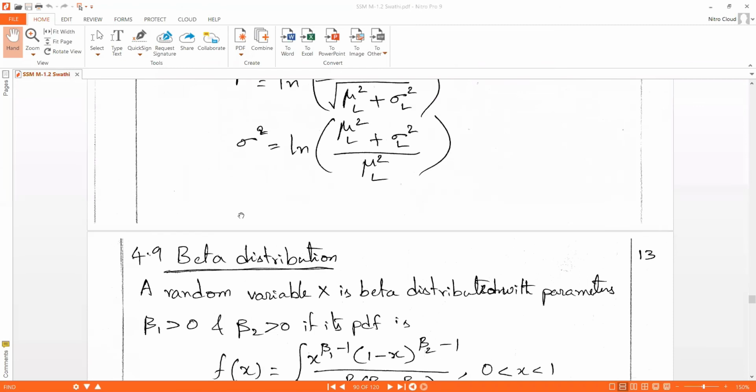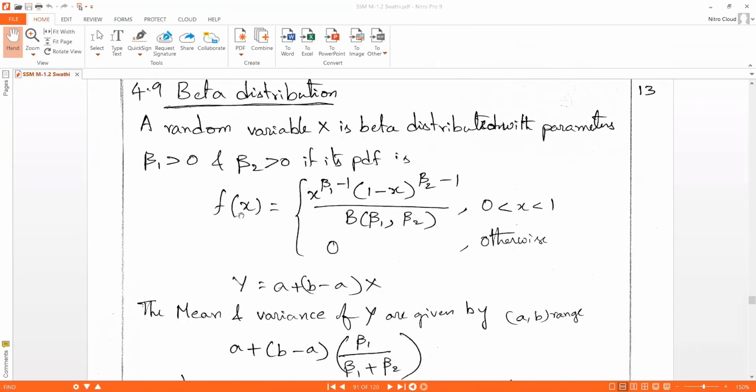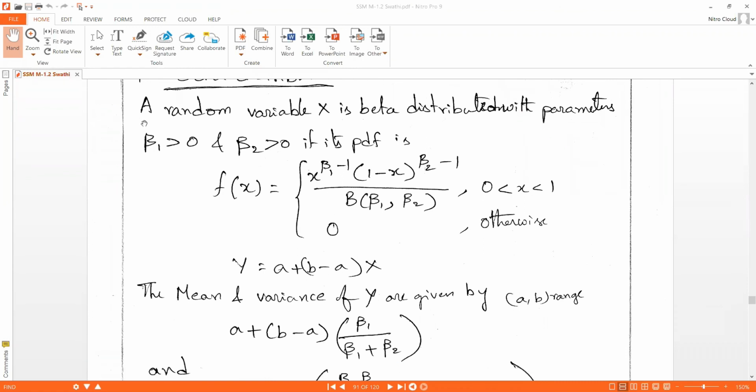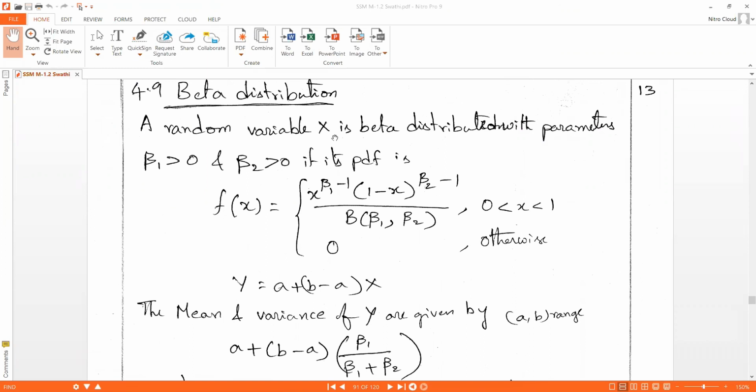Okay, next one we have is beta distribution. For beta distribution also we need to remember the PDF, CDF, mean, variance. Okay, beta distribution: a random variable x has a beta distribution with the parameters beta 1 greater than 0, beta 2 greater than 0. Then its PDF is given like this.